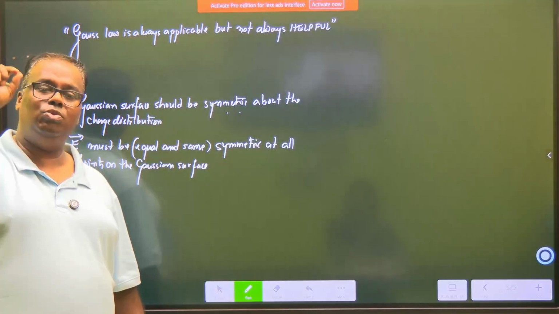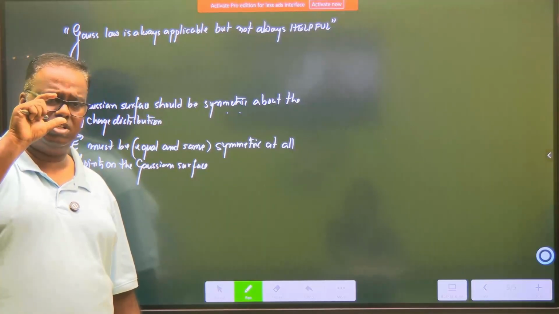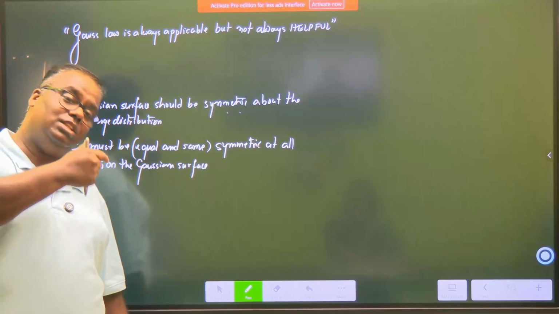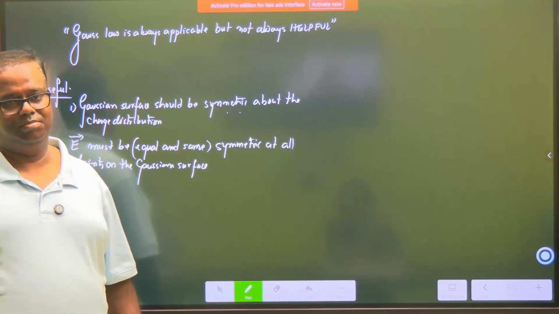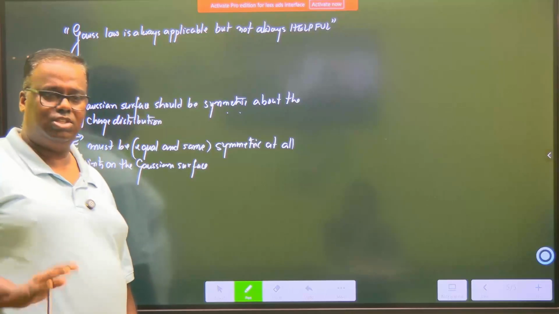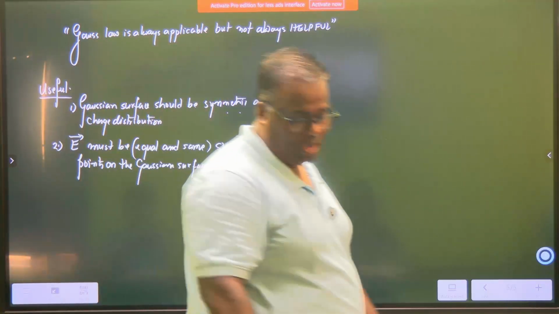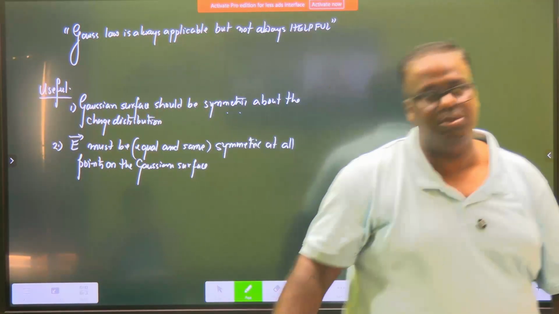Understood? But you are at a point a little bit, say y distance. If the electric field is T, on the other side at y distance also it should be T. This is called symmetric. Are you understanding? No. How to understand it? You have to understand what symmetric is.